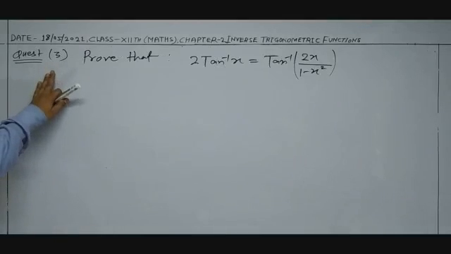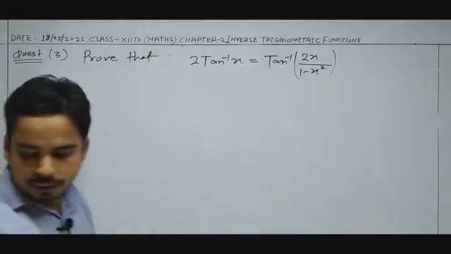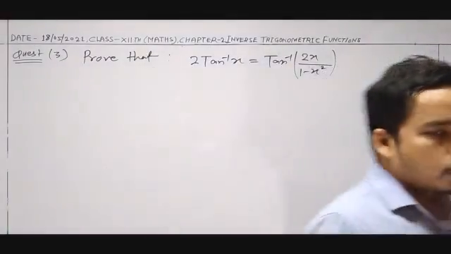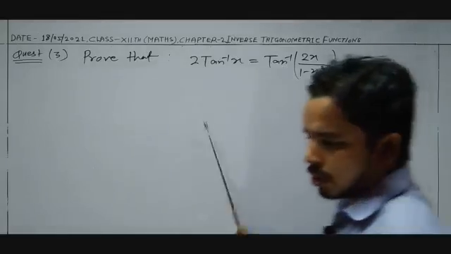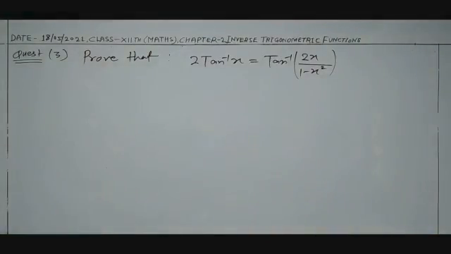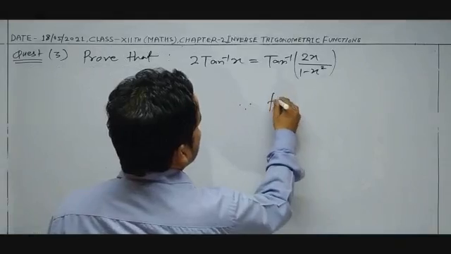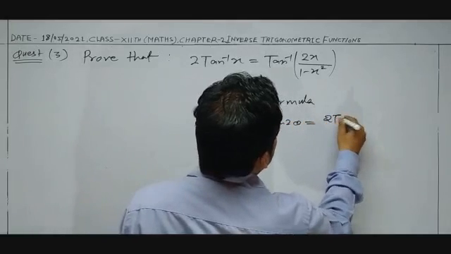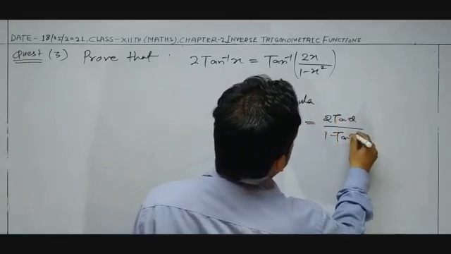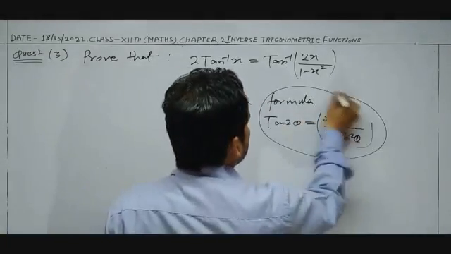Now see question number 3: prove that 2 times tan inverse x is equal to tan inverse of 2x upon 1 minus x square. My proof: 2 times tan inverse x is equal to tan inverse of 2x whole upon 1 minus x square. So this is the format of tan 2 theta. You know the formula: tan 2 theta is equal to 2 times tan theta whole upon 1 minus tan square theta. This is the formula, so I will use it here.